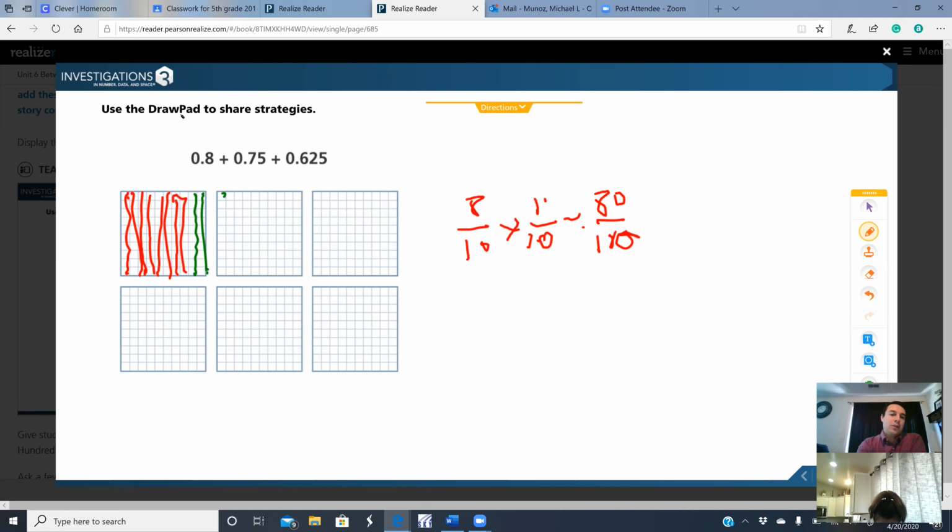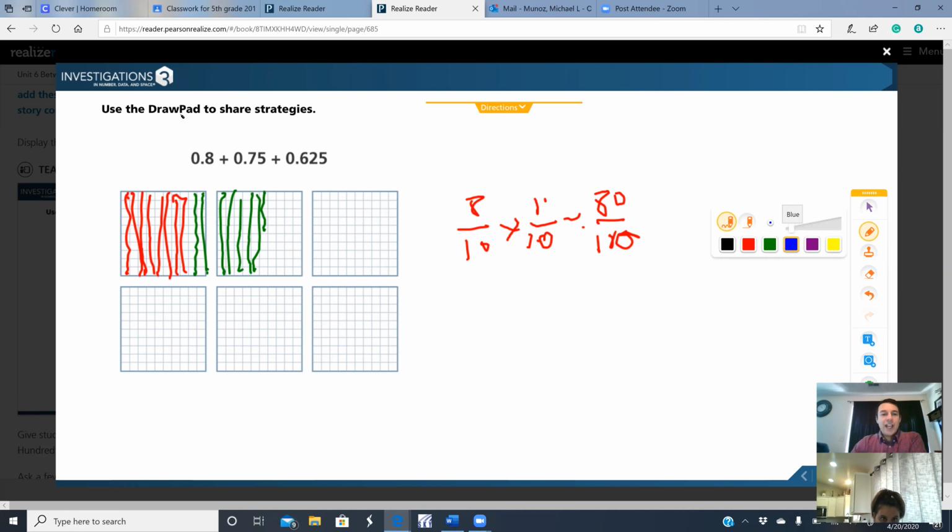1, 2, 3, 4, 5, 6, 7. And then we got to do our half, which we know is going to be 5 squares. And the last one is 625 thousandths.